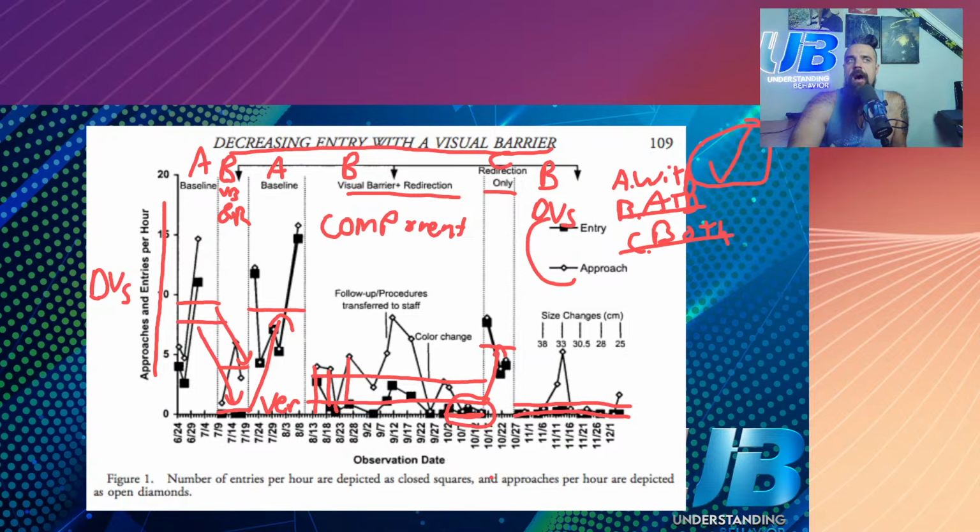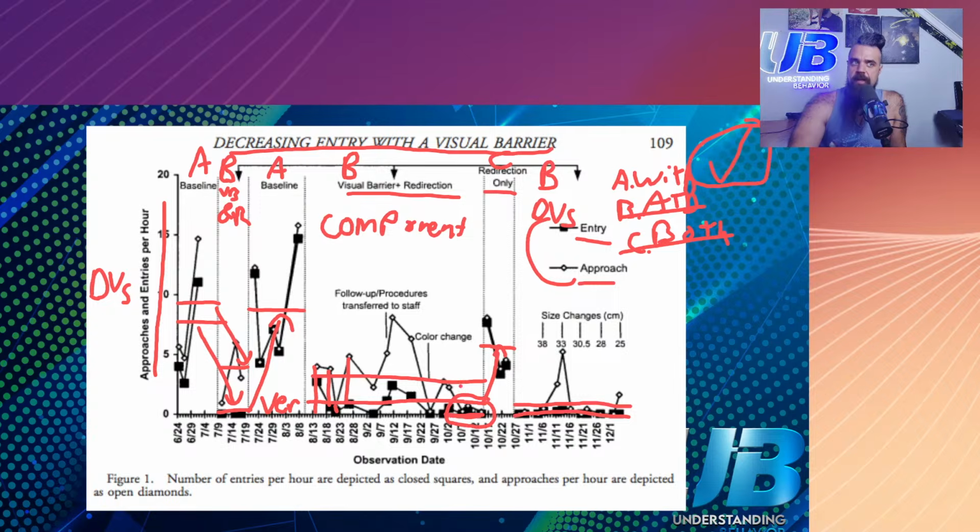Cool. So, yeah, just to wrap up this chart. Once again, we have a withdrawal design because we have our phases here, and our 2 different data paths. These are going to be our dependent variables. We have entries and approaches. Then we see on our y-axis, we have entries and approaches as well as our chart title. And then we have the reversing of these phases. And we have pretty good experimental control.